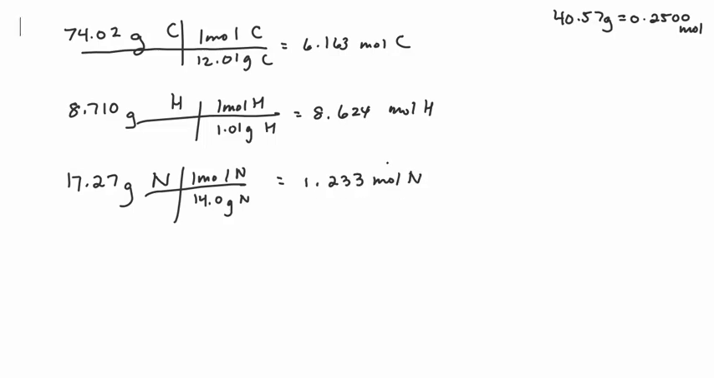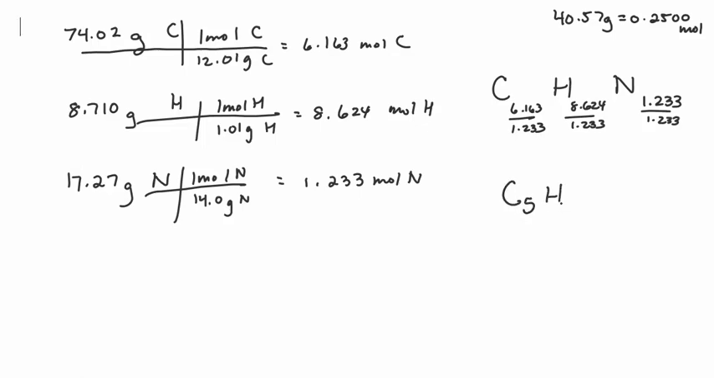And I have 6.163, I have 8.624, and then nitrogen is the smallest at 1.233. I divide each of my subscripts by 1.233 in order to get the empirical formula, and I get C5H7N. Now this 5 in my calculator was 4.998. I'm fairly confident rounding that up. And my H was 6.99. Again, very confident in rounding that into the nearest whole number. So now I have my empirical formula, but I don't know my molecular formula.